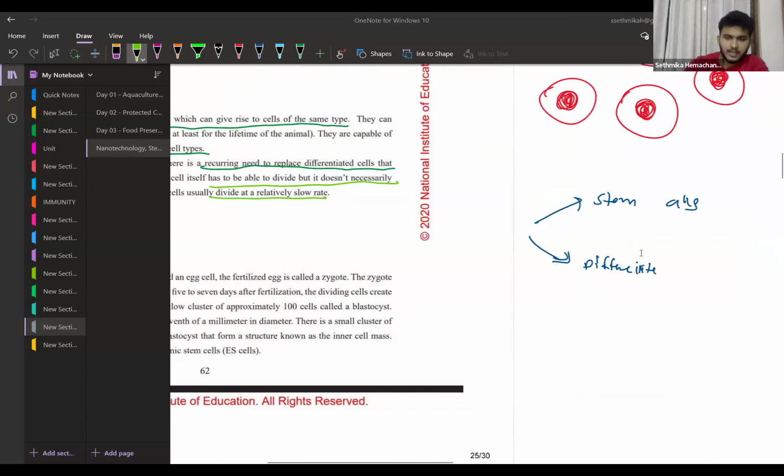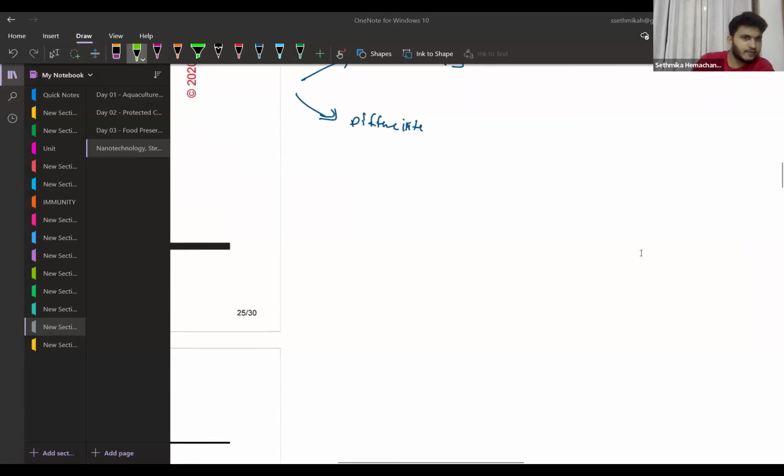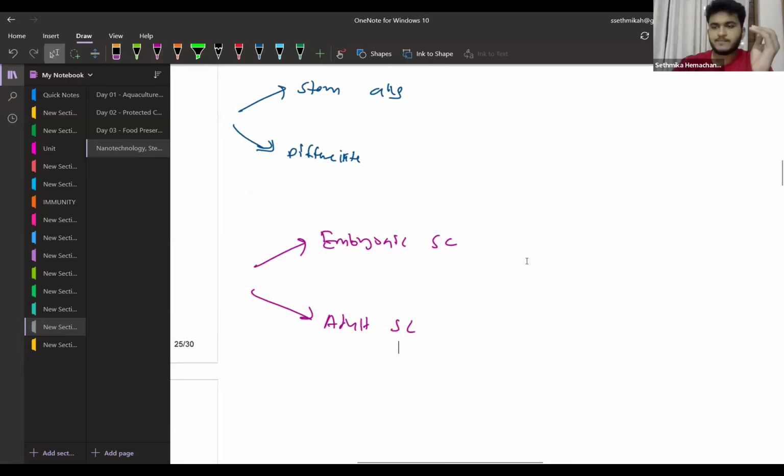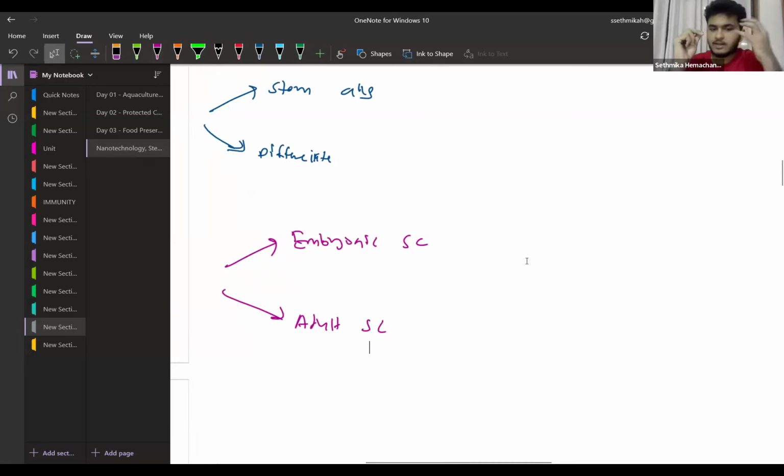So now we come to the most important part. When we consider stem cells, there are two main types, right? We call them embryonic stem cells and adult stem cells, right? So when we consider embryonic stem cells, it's like this. A sperm nucleus and an egg nucleus fuse during a process called fertilization, and that process results in a zygote. What is the stage after the zygote?